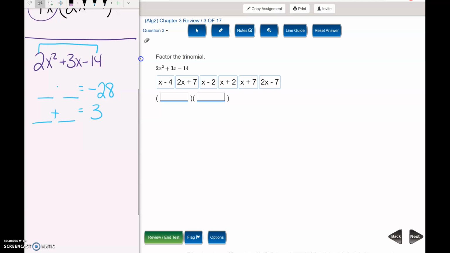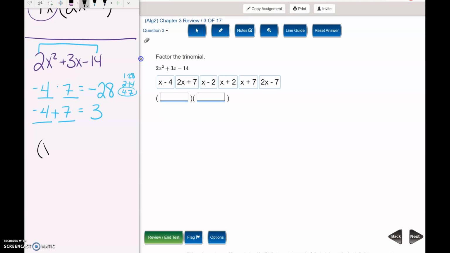So ways to get 28. We got 1 times 28. We've got 2 times 14. Can you do 28 divided by 3? That's decimal. 28 divided by 4, 4 and 7. I think that's it. 4 and 7 work if it's a -4 and a +7.